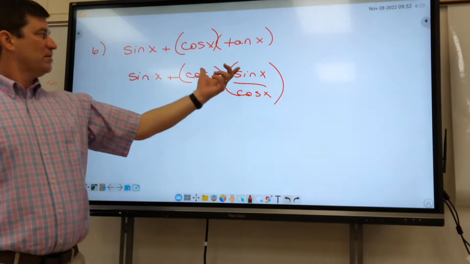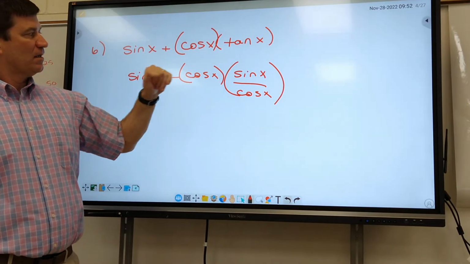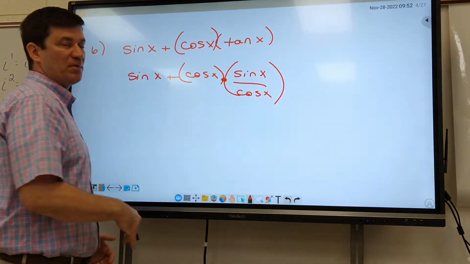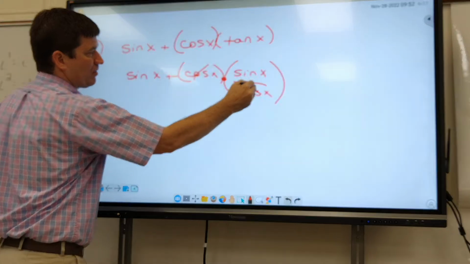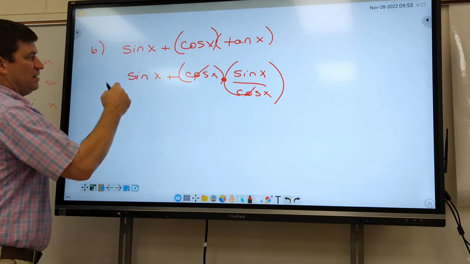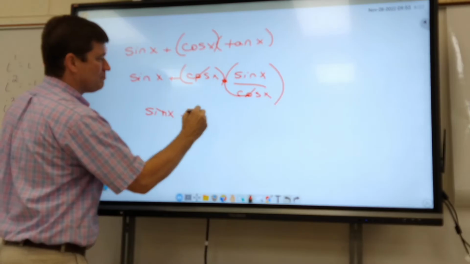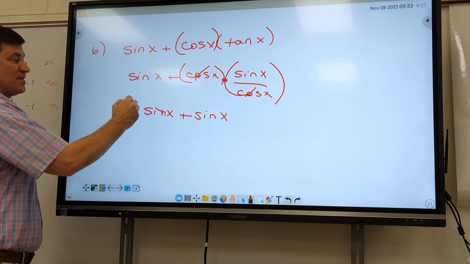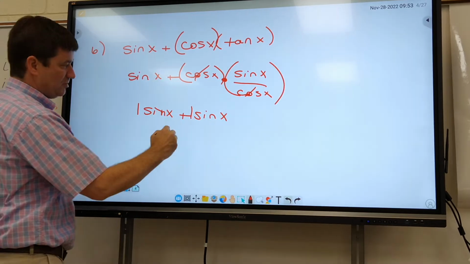So over here, Chance, what can I cancel out over here? If it's got multiply, cosine. That's right. If it's multiplying between them, guys, you can simplify by crossing stuff out. I can cancel out cosine and cosine. But a plus, you've got to add it. So I got sine x plus sine x. Really, that's 1 sine x plus 1 sine x. 2 sine x.